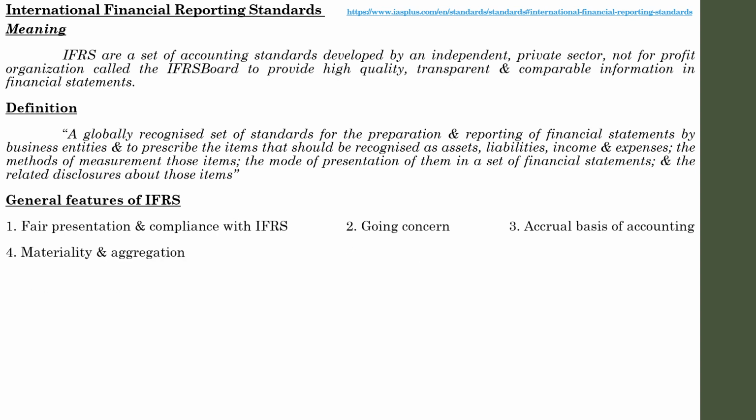Next one, materiality and aggregation. Every material class of similar items has to be presented separately. Items that are of dissimilar nature or function shall be presented separately unless they are immaterial. In simple terms, we can say all transactions that are financial in nature are taken into consideration and recorded. In that sense, we can call it the materiality or aggregation concept. Next one, offsetting.